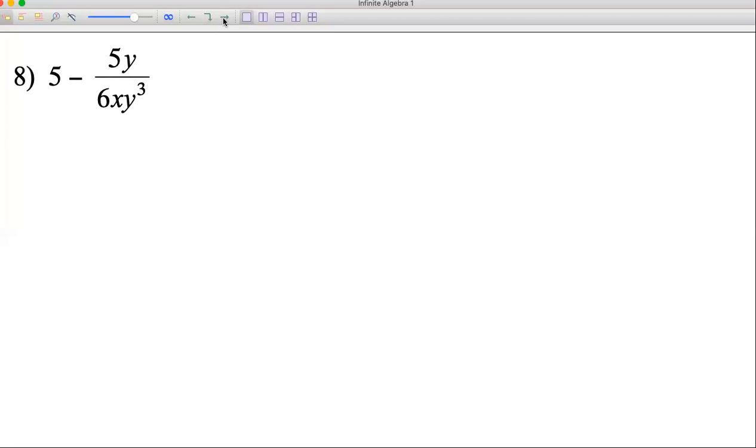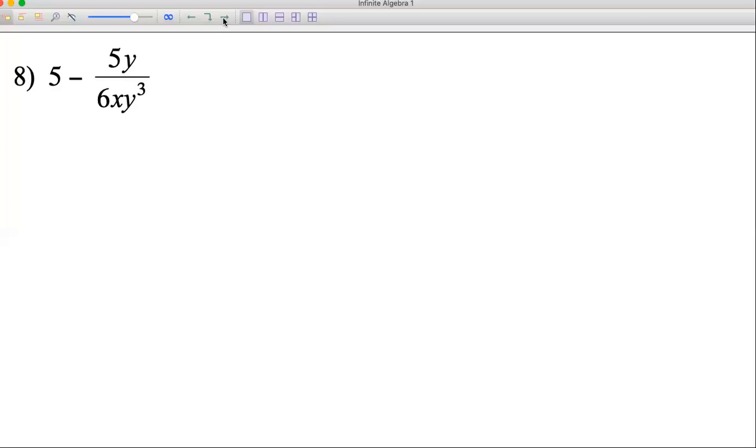All right, what's the common denominator? 6xy cubed. Okay, once you do a bunch of these, you know how this one is going because this is a whole number. We're basically going to be multiplying this one, top and bottom. So we multiply 1 times 6xy cubed over 6xy cubed. That gives me what? 30xy cubed. Yes.